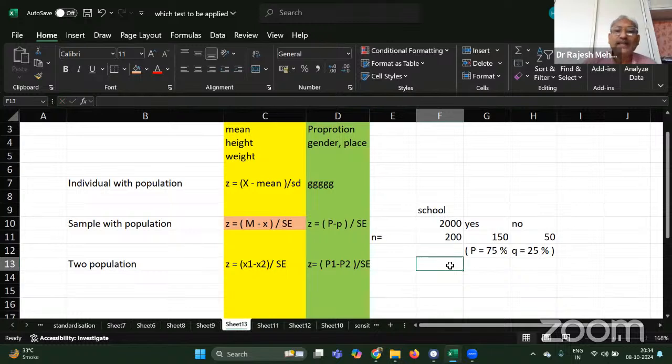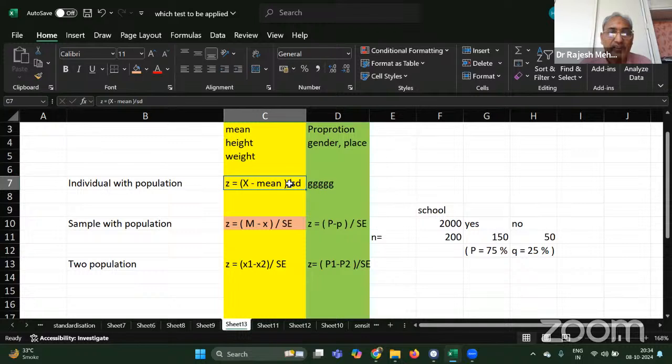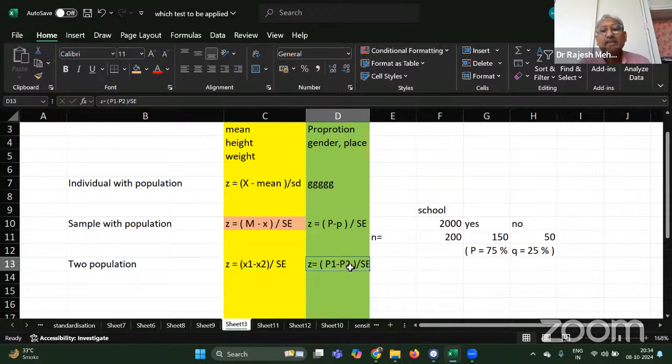We are now going to find out the standard error of proportion. Here we call it standard deviation. Here we call it standard error of mean. Here we are using the term standard error of proportion. Here we are using standard error of difference between two means. And here we are going to use standard error of difference between two proportions.